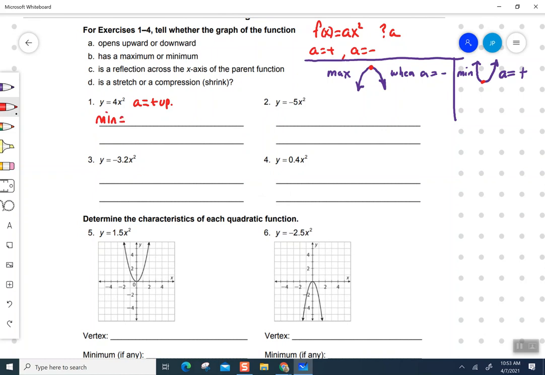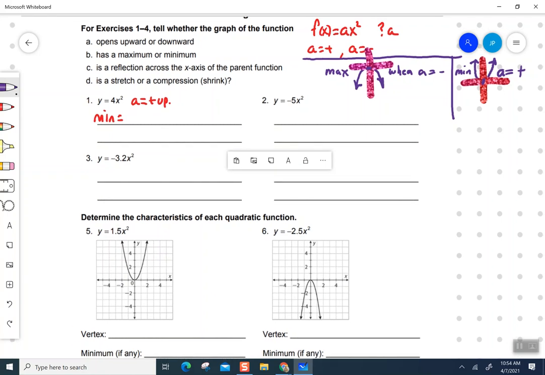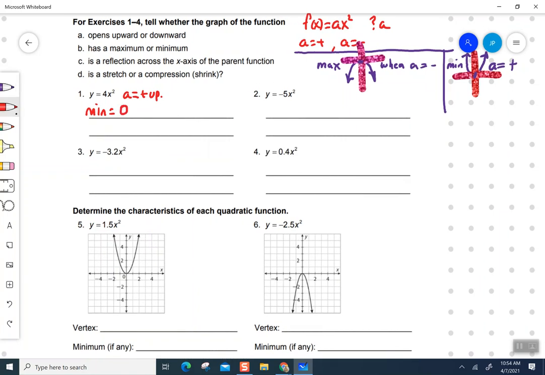Now, where's the minimum happening? Well, it's happening at the origin, because notice the only thing we have is the 4x squared and there's nothing after it. So since there's nothing after it, if I were to put this on the xy axis, and I want to pick a different color, you notice both of these happened right here. Okay, so I know now that it is at 0.